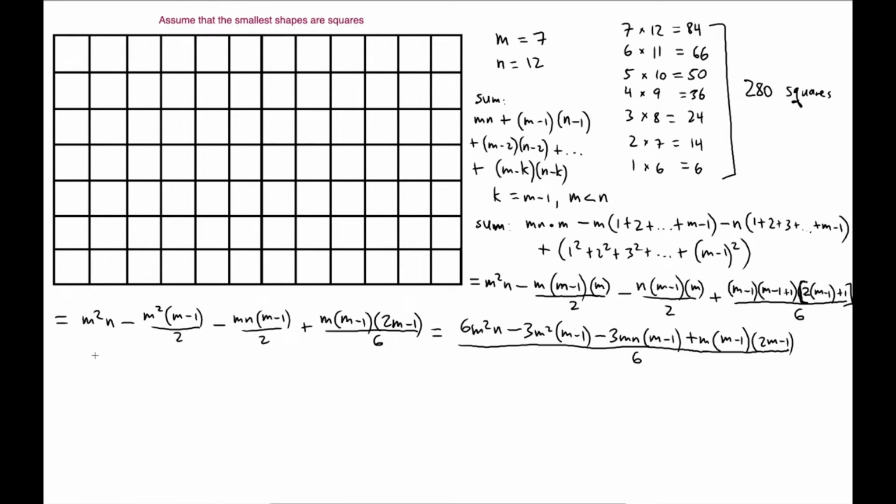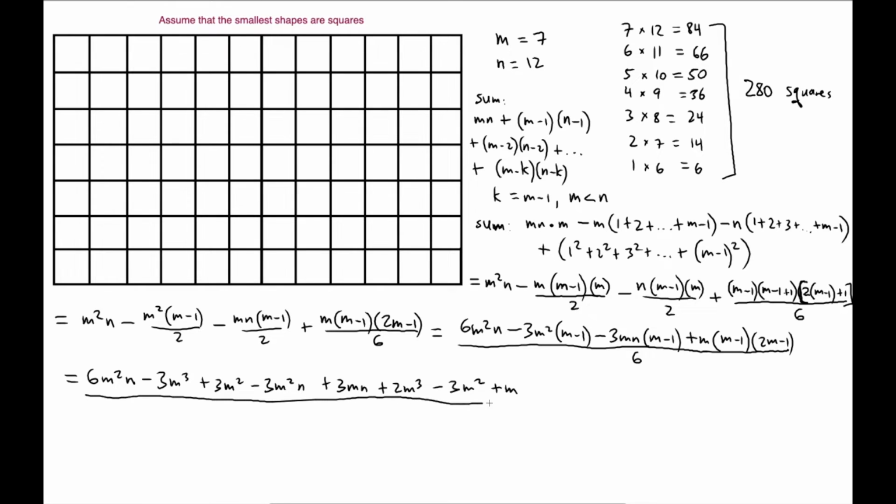So now what does it turn into? Again, let's keep simplifying. So we're going to get 6m squared n minus 3m cubed plus 3m squared minus 3m squared n plus 3mn plus 2m cubed. I'm basically distributing all of these to get rid of these parentheses. All right, minus 3m squared, and then finally plus m, and that should be divided by still 6, right? Because we're keeping the denominator intact.